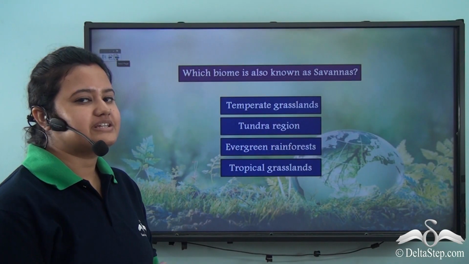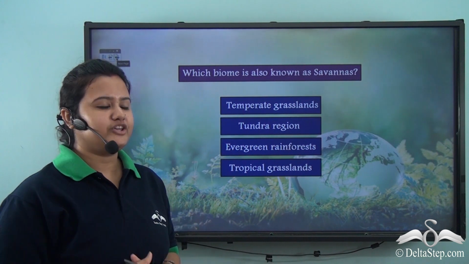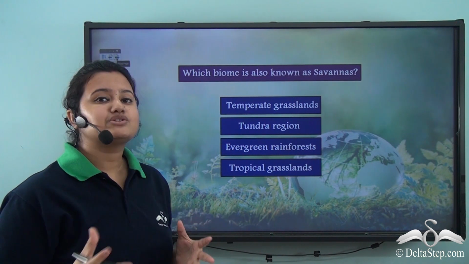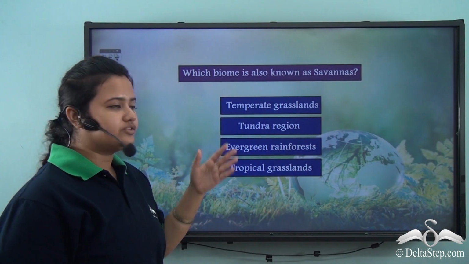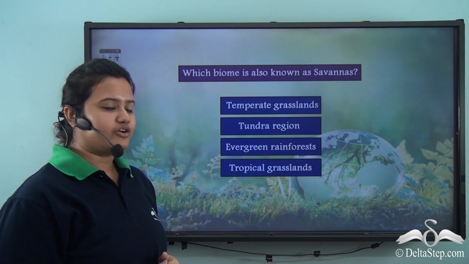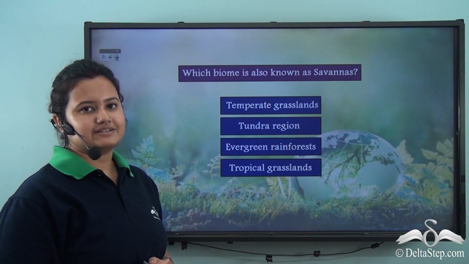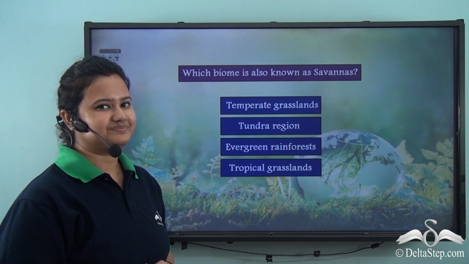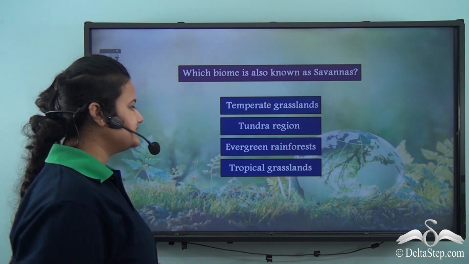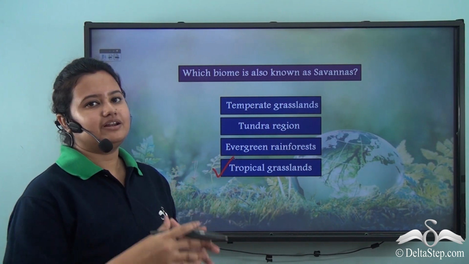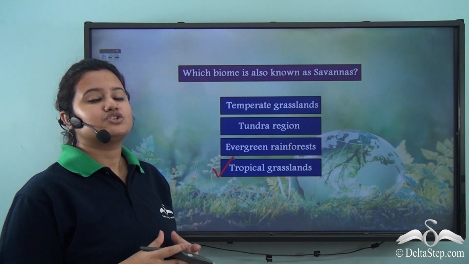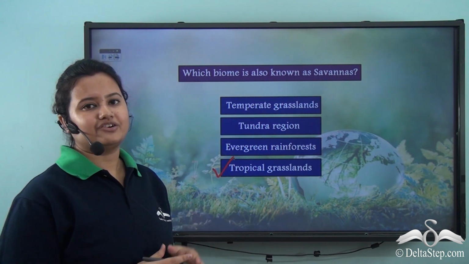But before we proceed with our lesson, let me ask you a question. Which biome is also known as savannas? Is it temperate grasslands, tundra, evergreen rainforest or tropical grasslands? What do you think? Well, the correct answer is tropical grasslands. Another name for tropical grasslands is savannas.